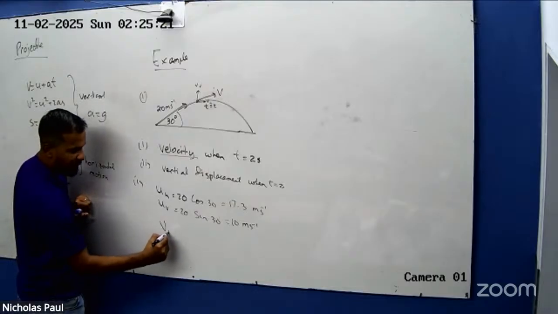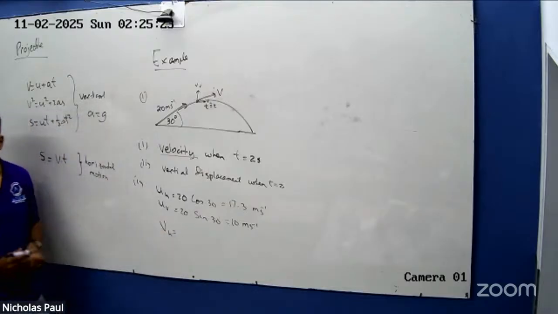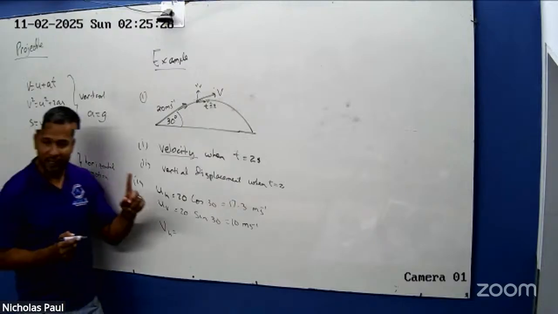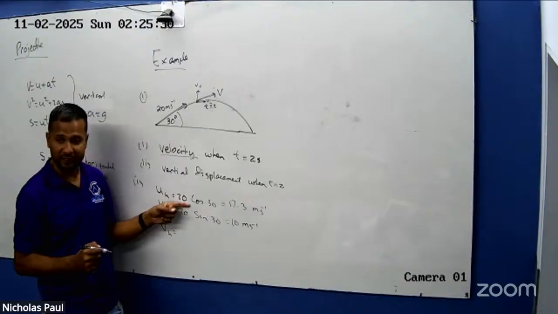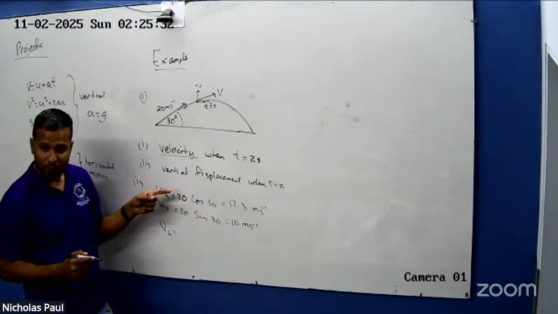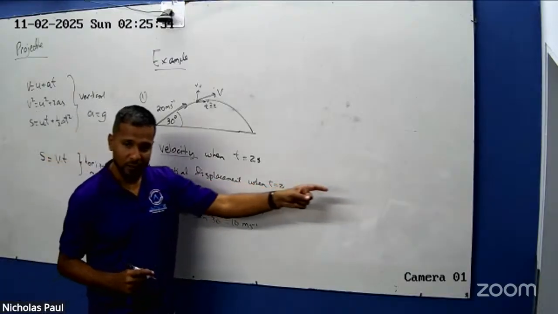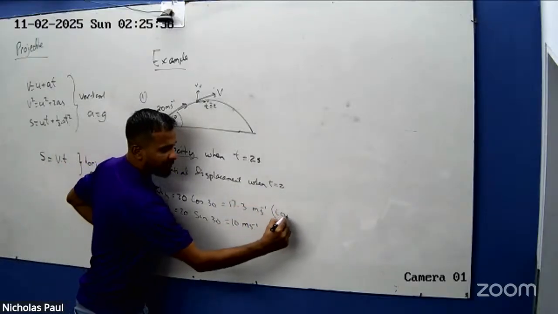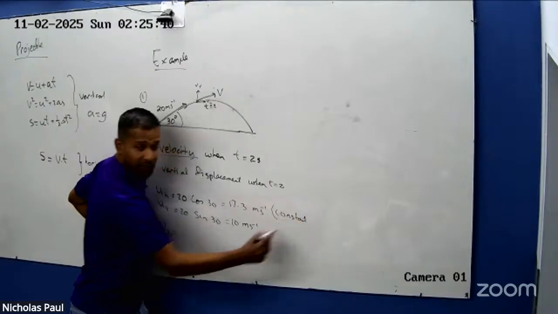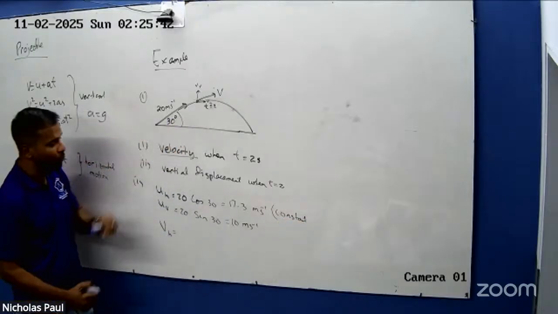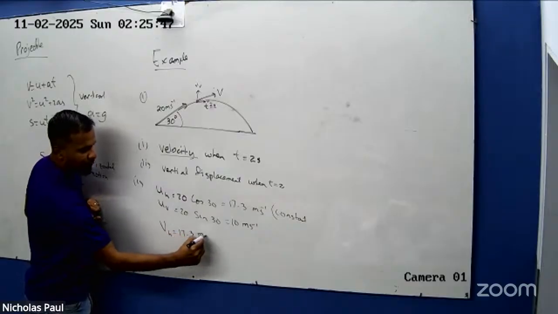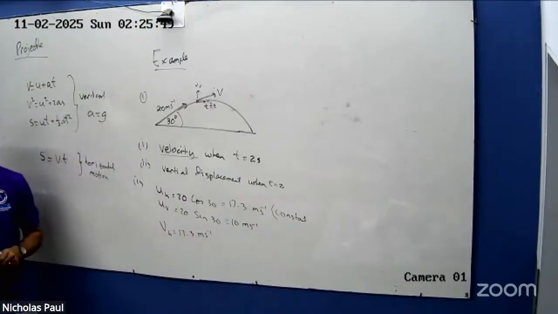Okay? So how do I get the horizontal velocity? Let's start with the easier one. Dante, how am I getting that? What did we learn last class about the horizontal velocity? Throughout the journey, it stays the same. So we learned that the horizontal velocity is always constant. So when t is 2, the horizontal velocity is still 17.3 meters per second. Everybody okay with that?